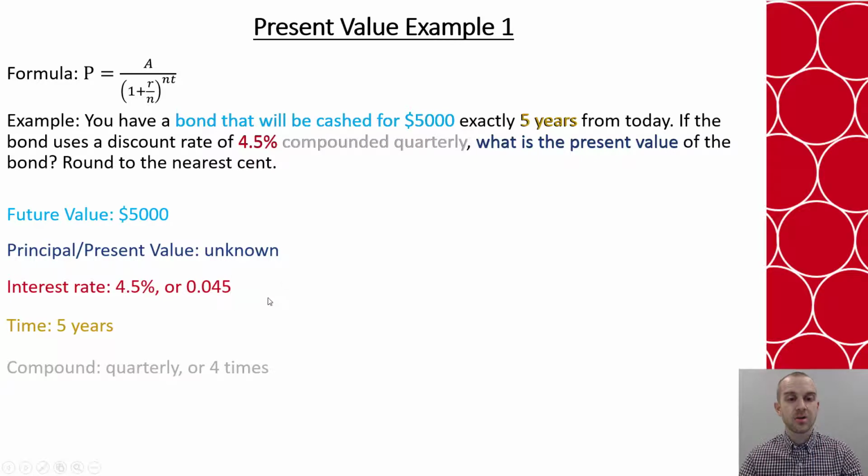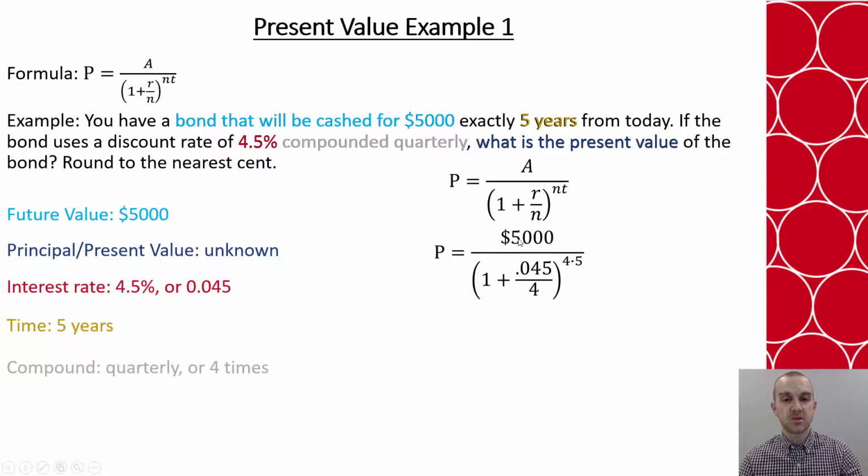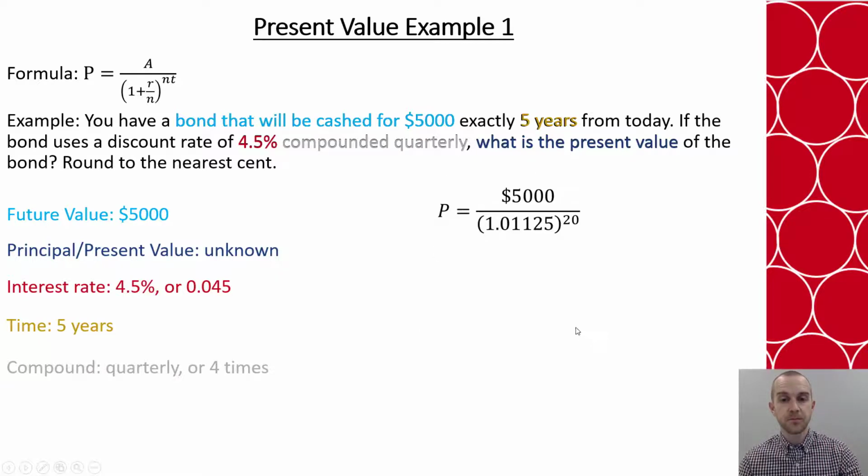So now we have our information we can substitute into our equation. So 5,000 goes in our numerator. And we have the 45 thousandths divided by 4, and then it's that 4 times the years, 5. I'm going to simplify these two together. So this becomes 1.01125, and 4 times 5 is 20, so it's raised to the 20th. So now I just raise this 1.01125 to the 20th, and then we'll divide 5,000 by that value.